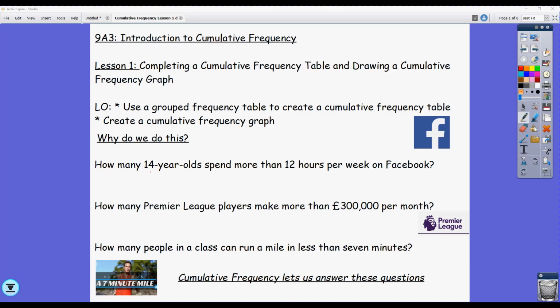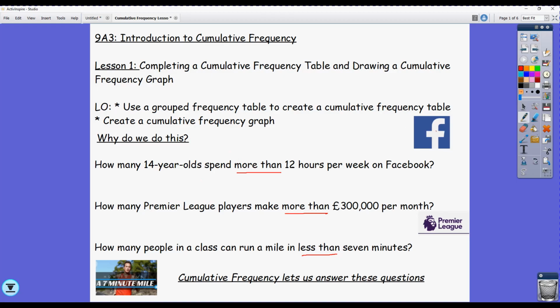We do it to answer questions like the following. How many 14-year-olds spend more than 12 hours per week on Facebook? I suspect not so many nowadays because you use other social media platforms. How many Premier League players make more than £300,000 per month? And how many people in a class can run a mile in less than 7 minutes? If you notice each of these questions, it's always got to do with more than or less than. And you can answer loads of really interesting questions like this using cumulative frequency techniques. So let's make a start.